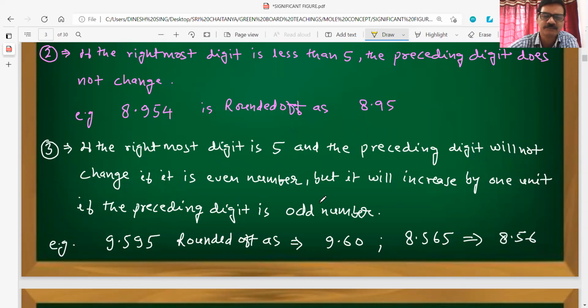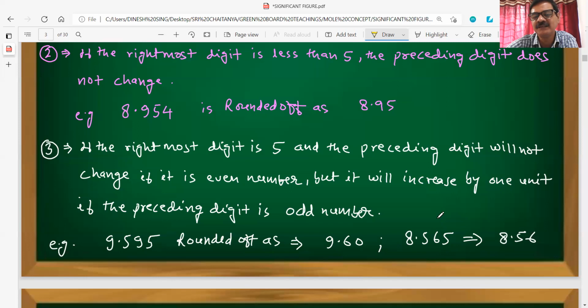If the preceding digit is an odd number, then its value will change by 1 unit. For example, 9.595. So this is the odd number, so this value will increase by 1 unit. That is, 9 plus 1 will become 10, and this 0.5 will become 6. So our answer will be 9.60.